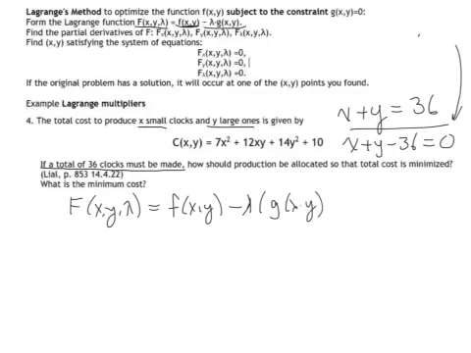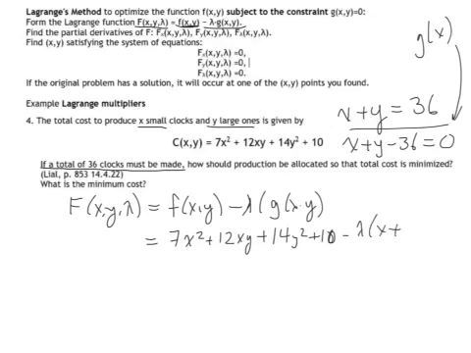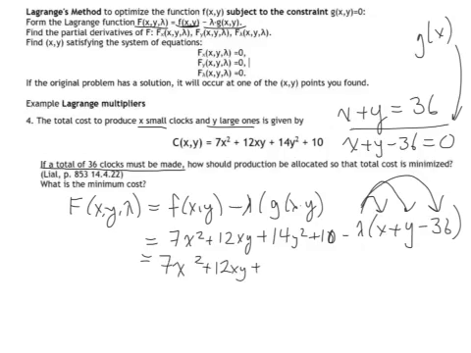Okay, so this is technically our g(x) function. So here we are. We have 7x squared plus 12xy plus 14y squared plus 10, minus lambda times (x plus y minus 36). So we're going to multiply this through the bracket, and we get minus lambda x minus lambda y plus lambda 36, or 36 lambda. Remember, this negative sign has to apply over the terms in the bracket.